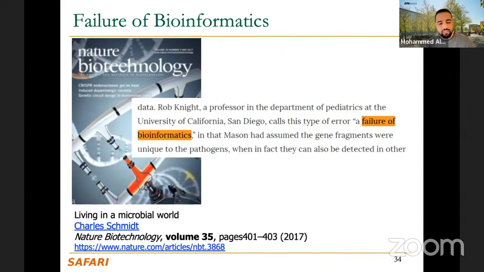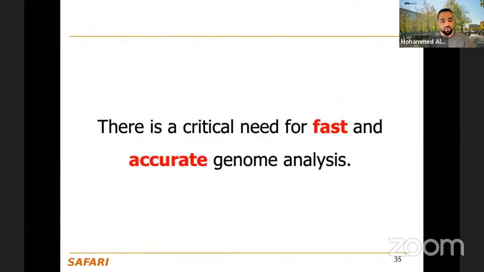However, I don't think this is a failure of bioinformatics. It's just a failure of the tool that was used for the analysis, because these days we have way more advanced tools than what we had before. If we used them during that time, we would not get the same results as what they got. So this raises the importance of having accurate tools rather than just focusing on the speedup. We don't want only very fast tools, but also fast and accurate tools.